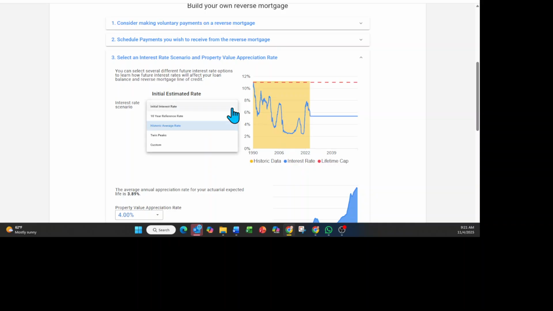Here you have other drop downs as well. You can start with the 10-year reference rate. That's pretty common in the mortgage industry, the 10-year treasury. Or you could say, well, let's just see what it would look like if the interest rate that we have right now is flat and stays the same for the rest of these years.